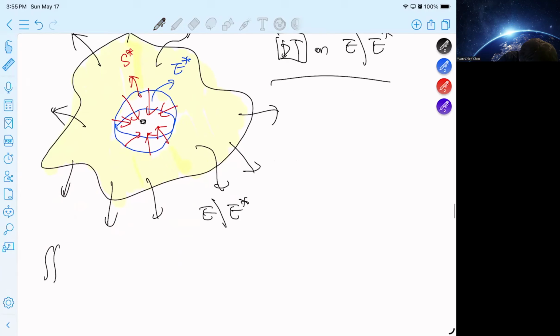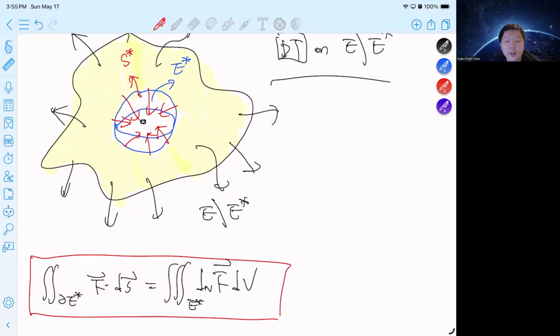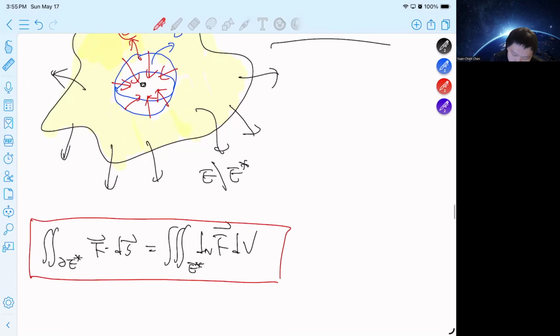The divergence theorem tells us that the boundary integral over E star of F dS will equal the triple integral of divergence F over E star dV. But be careful again: the divergence theorem uses the outward normal. If we scoop one thing out and want the whole yellow region to have outward normal, this S star has to be pointing inward. That's the idea. So let's do the calculation.